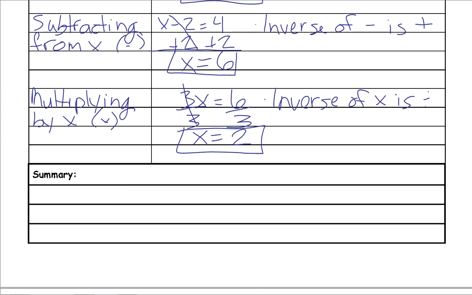Don't forget to fill in your summary now that we've filled up a whole page. Next, we're going to look at what happens when we have x divided by a number. So we want to look at the problem x divided by 3 equals 2. The inverse of division is multiplication. So since the x is being divided by 3, we're going to multiply by 3. Whatever is done to one side must be done to the other.